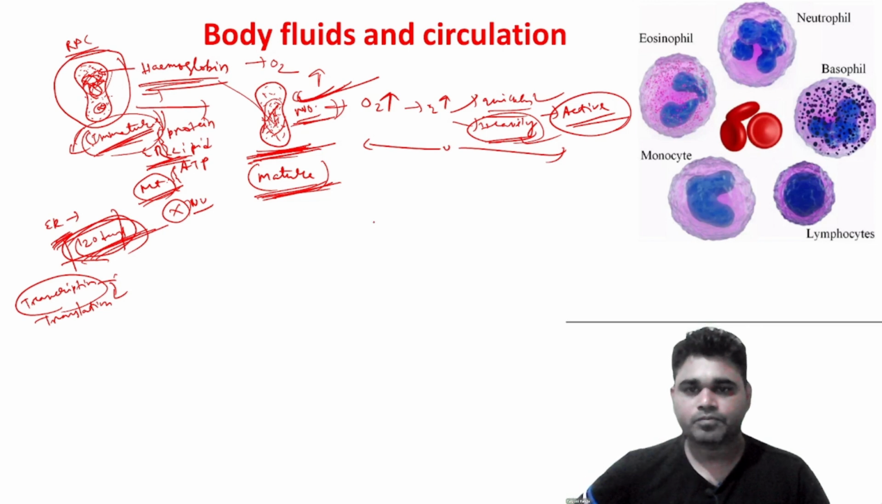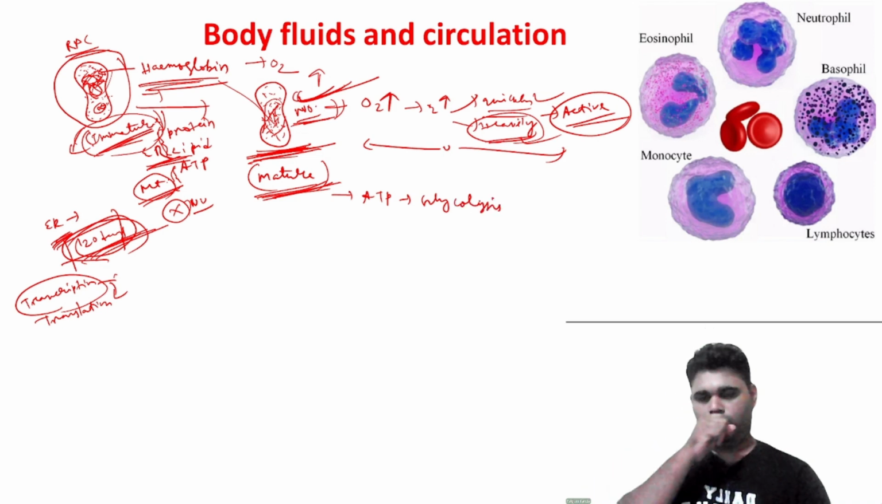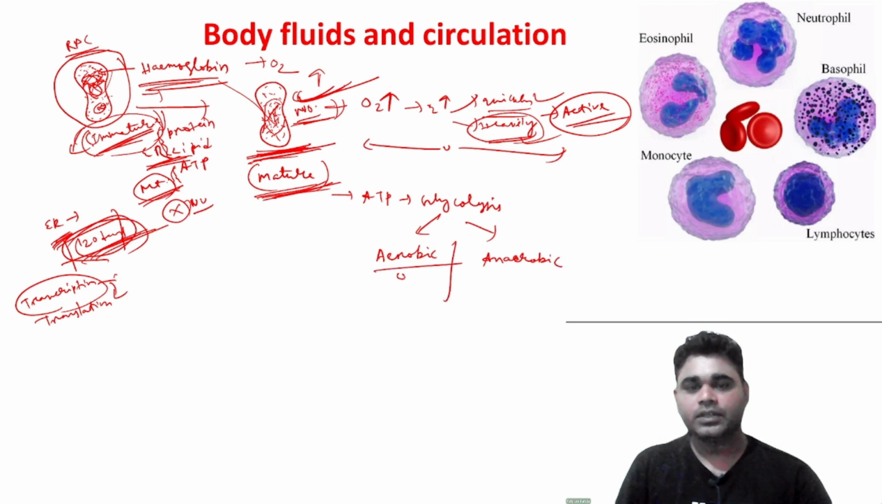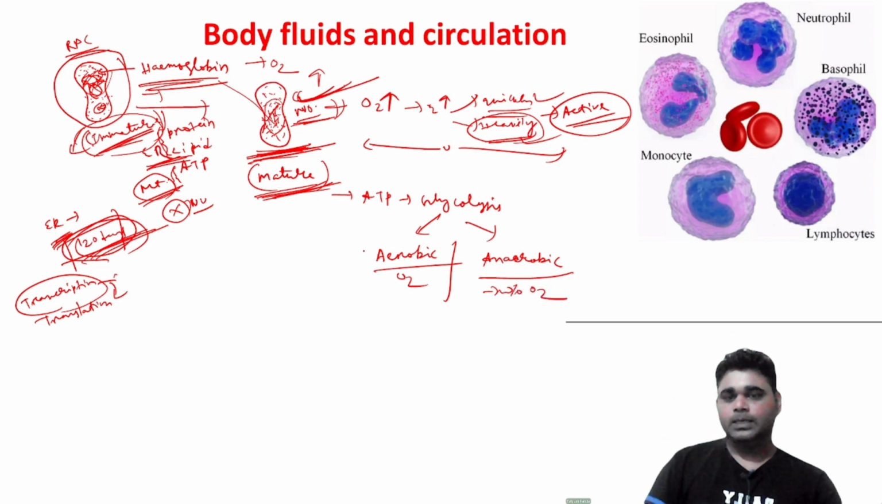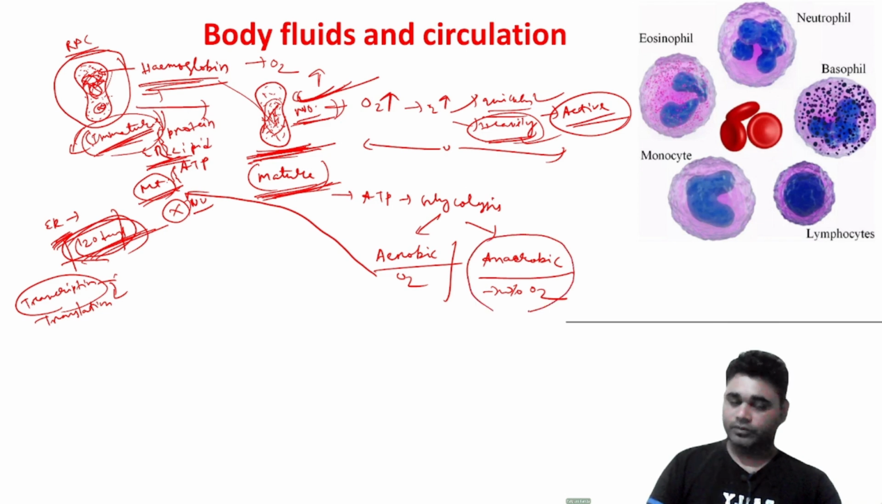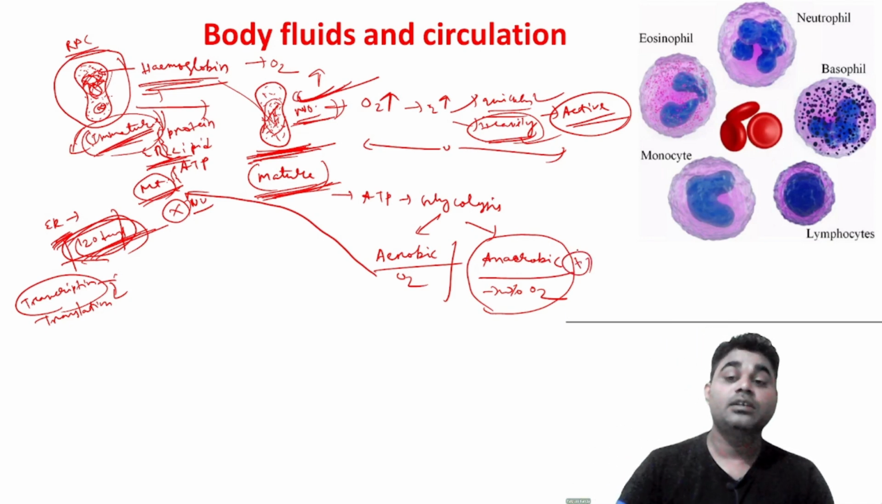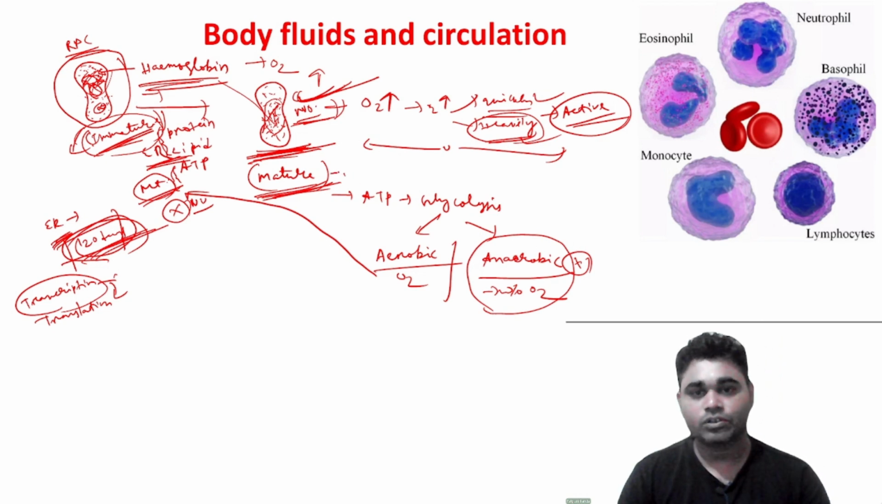So, the RBC actually forms ATP by glycolysis. Glycolysis is of two types. One is the aerobic, another is called the anaerobic. Aerobic means in the presence of oxygen and anaerobic means without oxygen. In the aerobic glycolysis it occurs in the mitochondria, but the anaerobic glycolysis does not need any mitochondria.